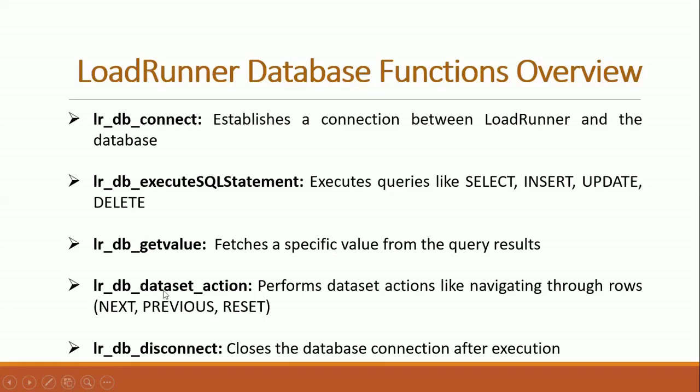The next function is lrdb_dataset_action. This is going to perform dataset actions like navigating through different rows and columns. And the last function that you need to know is lrdb_disconnect. This is going to close the database connection after the execution process. So without wasting any time, let's quickly jump into the demo.